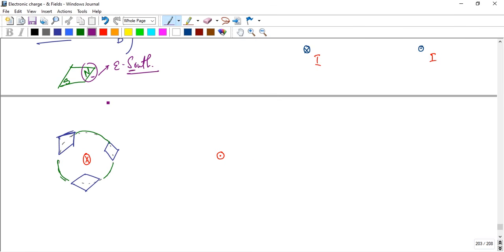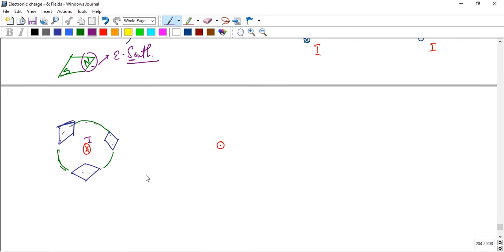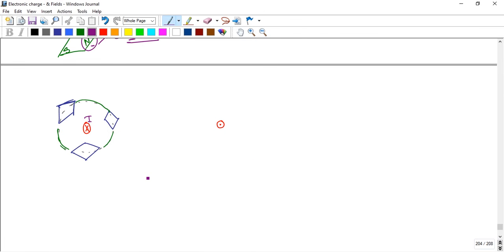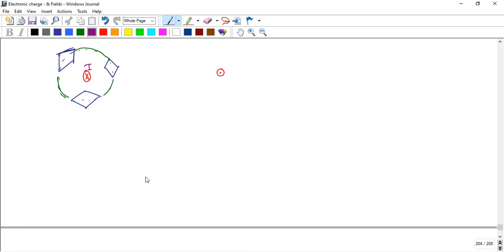So now the important question is what is the direction of the magnetic field. We know the current direction is into the board, and we want the direction of the magnetic field. When you find that direction of magnetic field, there are two rules, and both are similar: the right hand thumb rule or the screw rule.